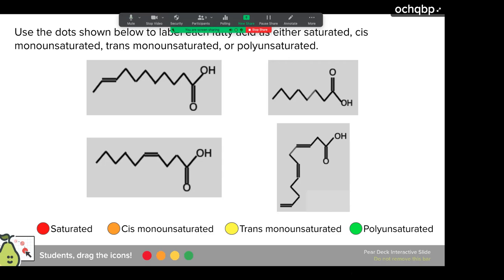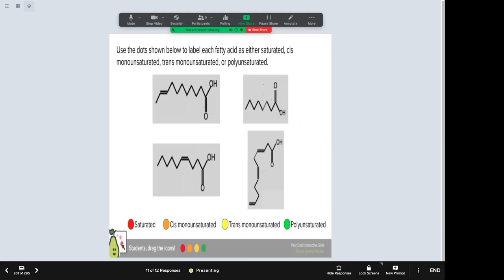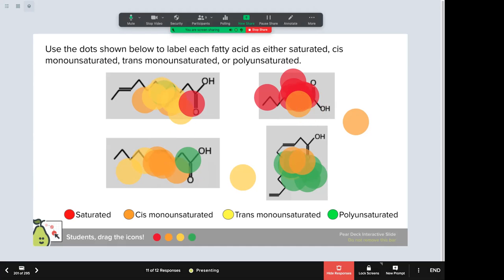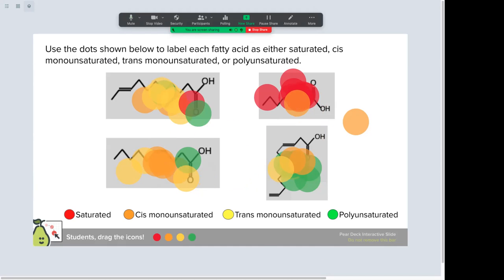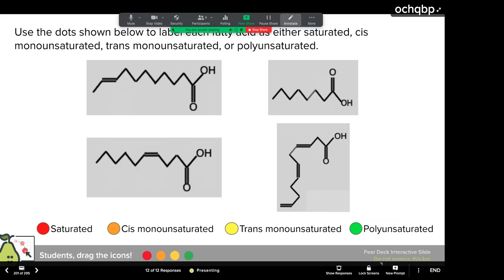Okay, let's take a look. See how you did. Okay, kind of a mixed bag. So if you're going to drag your dot, are you going to drag your dot because everybody else did or because you know where to drag your dot? All right, looks like maybe taking a moment to talk about these would be helpful. So I'm going to hide your responses here.